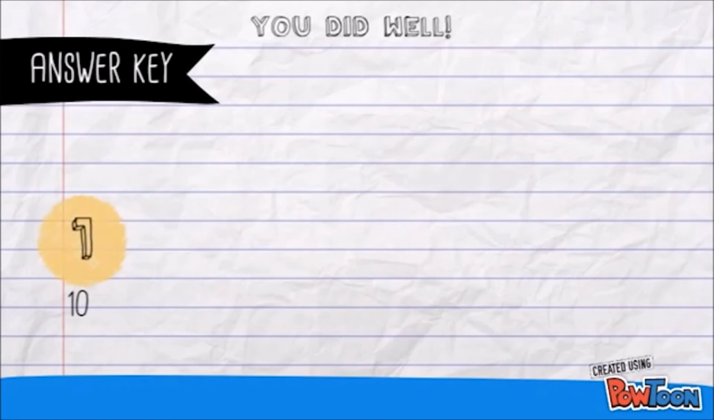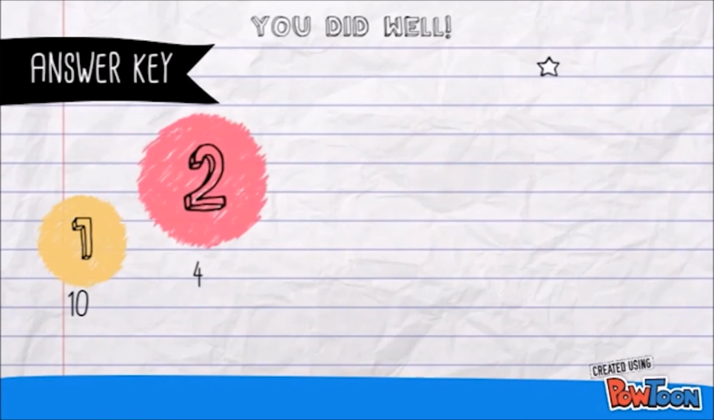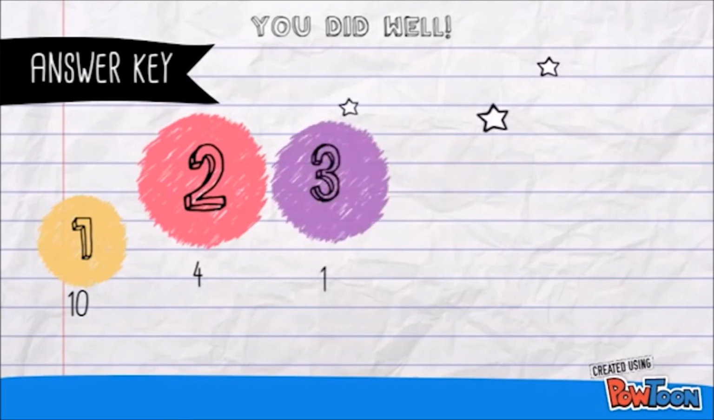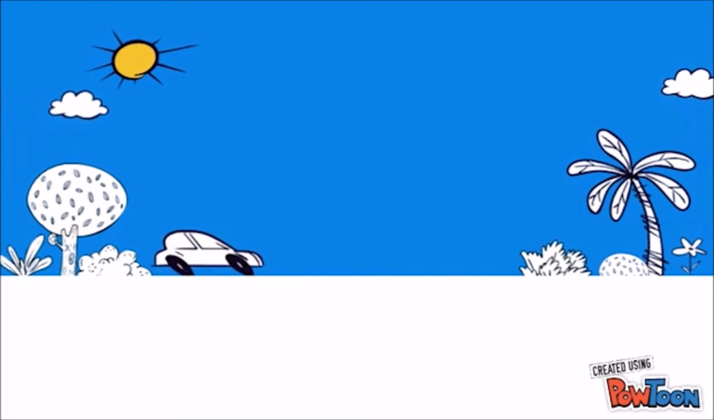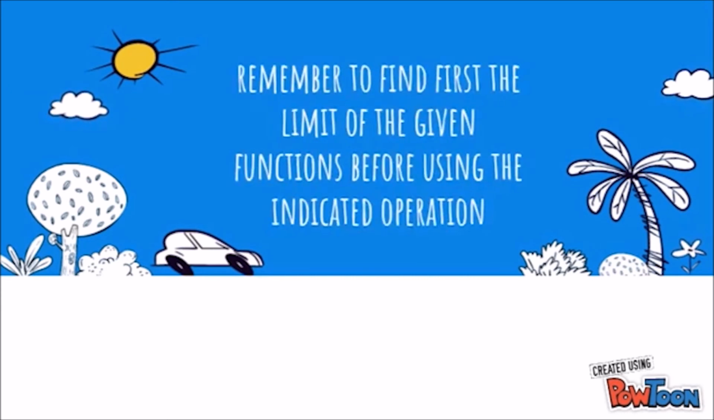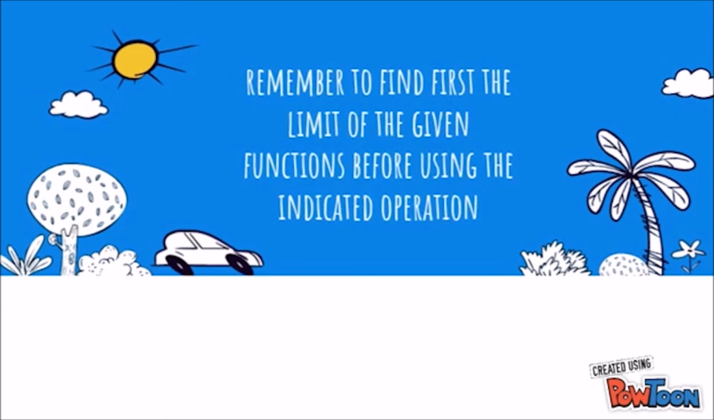For the answer key, we have number 1, the answer is 10. Number 2, it's 4. Number 3, it's 1. And for number 4, it's 4. For number 5, it's 2. You did well! Remember to find first the limit of the given functions before using the indicated operation.